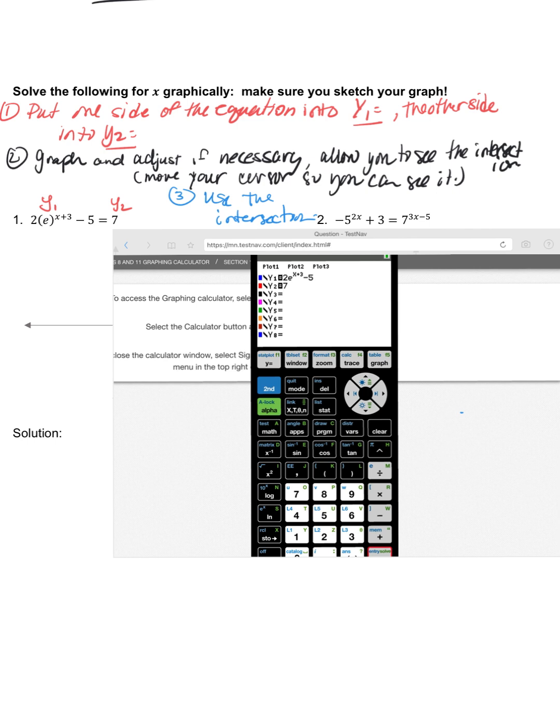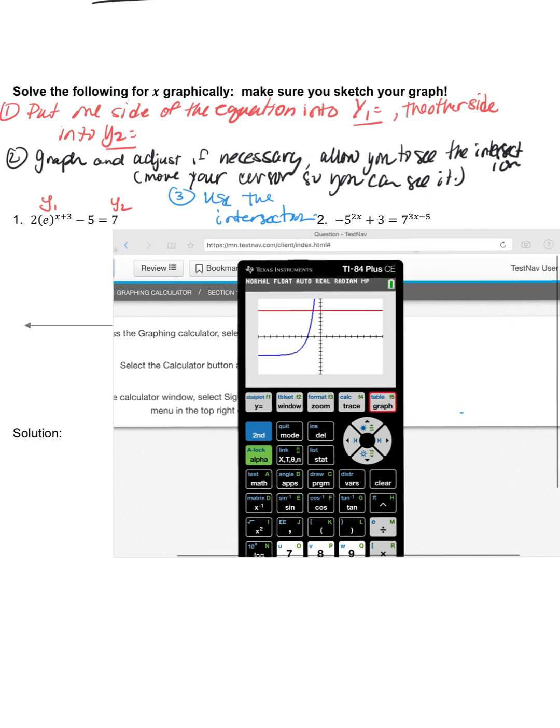So go to graph. If you've been messing with it, hit zoom 6. If you notice here, in my graph I can see my intersection. I'm trying to look for my cursor. So second trace.